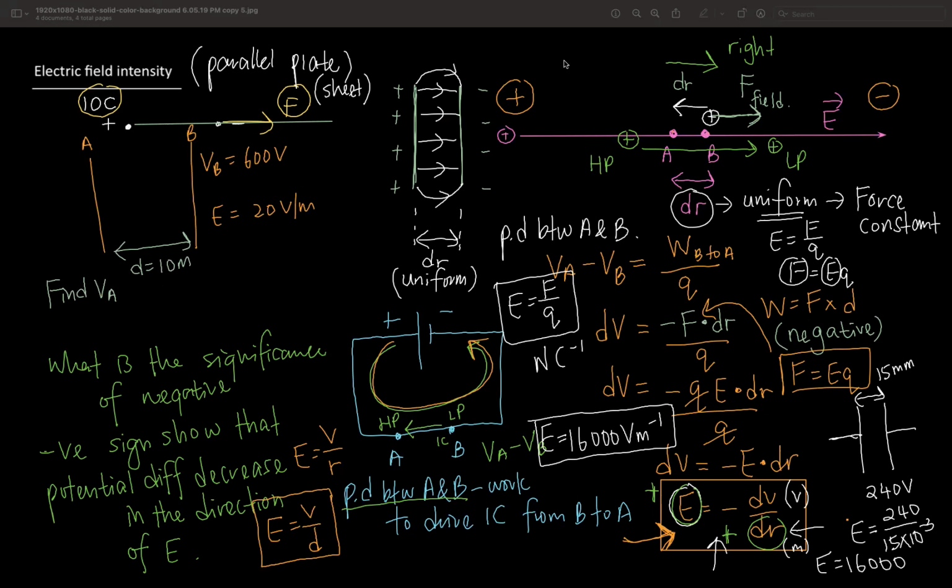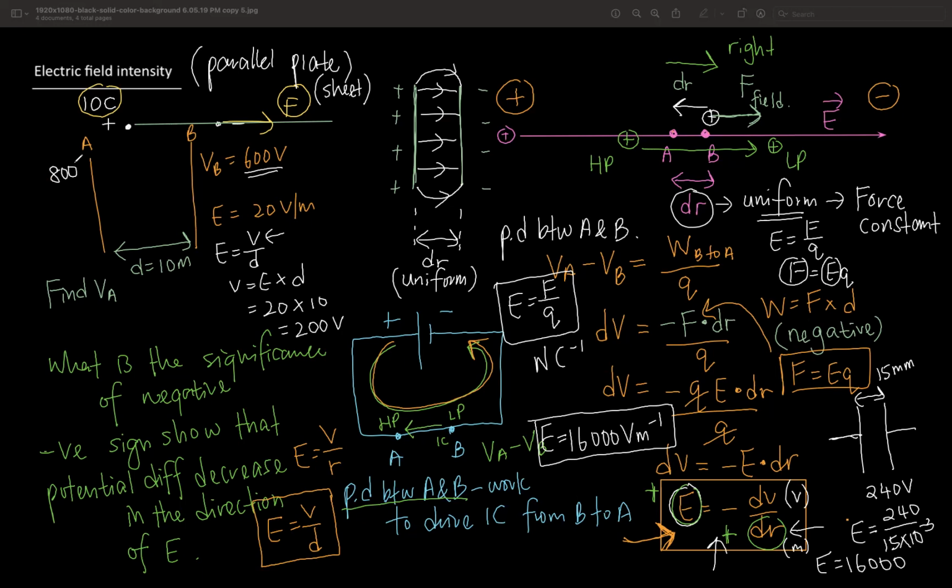Okay, then we do here. E equals V over D. We want to find the potential difference first. This one is the potential difference, remember. So V equals E times D, 20 times 10. That is 200 volts. What is the 200 volts? This is the potential difference. So the difference is 200. Do we add to the 600 or do we minus the 600? Add or minus? We add to the 600.